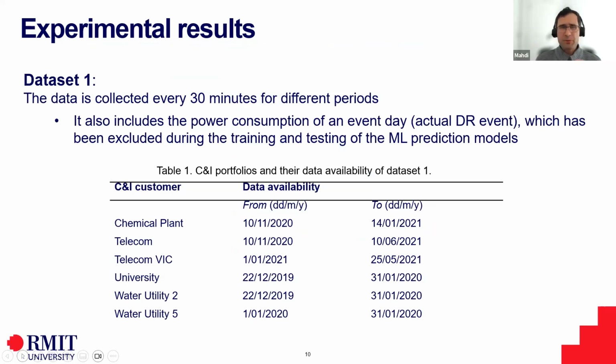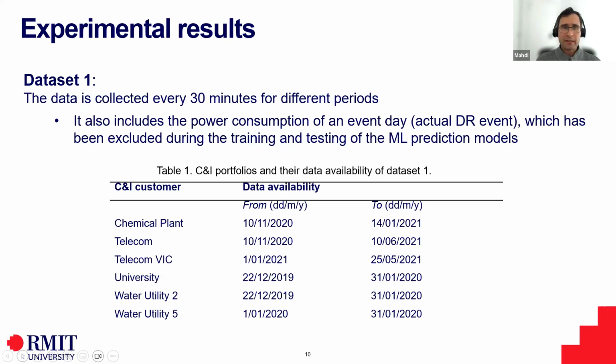These are the snapshot of the customers that we used. We had more customers, but here, just for the sake of simplicity, we have given the data for some of these customers. So I have 6 customers here. So we had 2 data sets. One data set was a number of customers for which we had the demand response information.